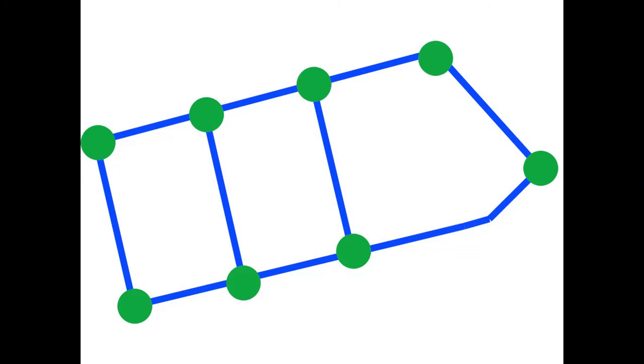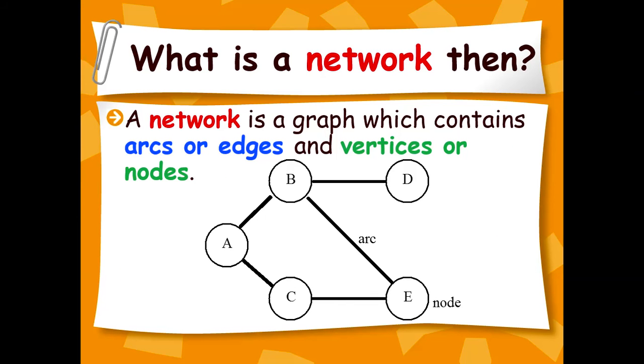So this is a network. In this network, we have the arcs or edges, which are all these blue lines, and we have the nodes or vertices, which are the green dots. So we've got our roads and we've got our intersection points. That is what a network itself is. And we can label those A, B, C, D, E, F, G, H, and that is a complete network now. So reminding you, a network is a graph which contains arcs or edges, and it contains vertices or nodes. Alright, so that's what a network is.